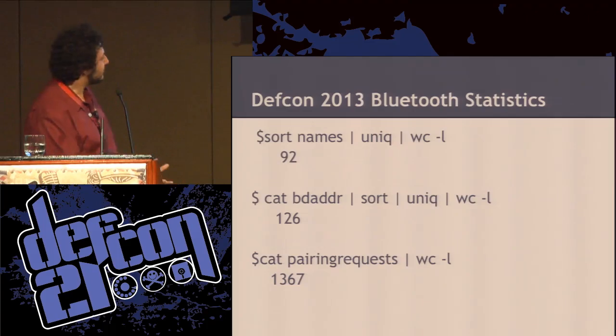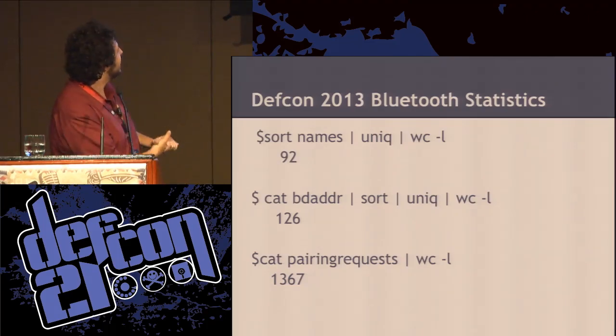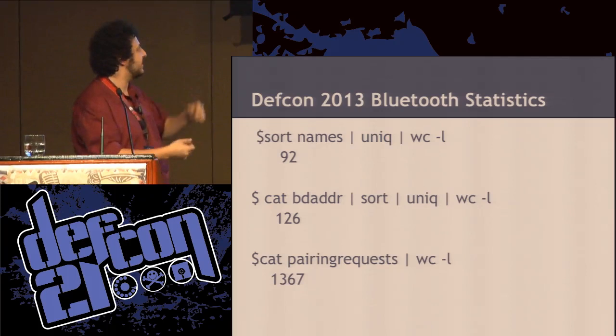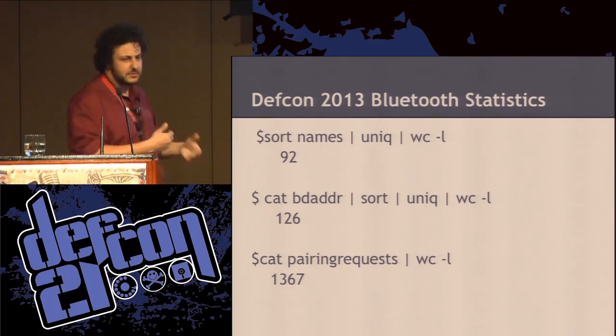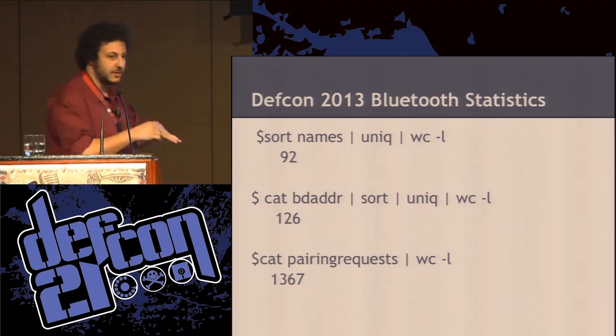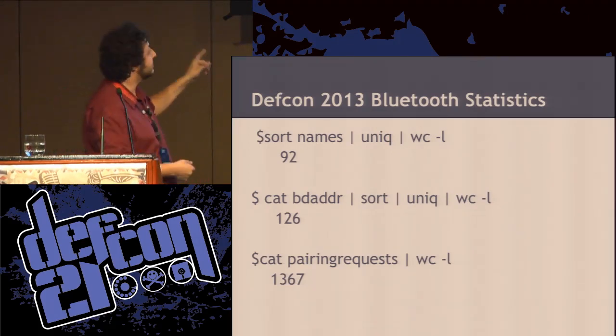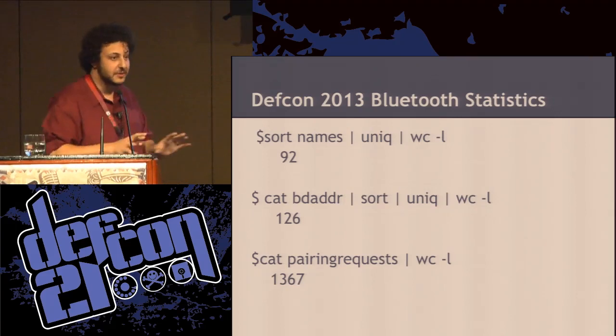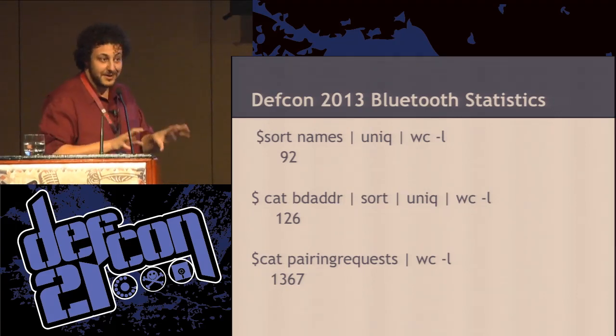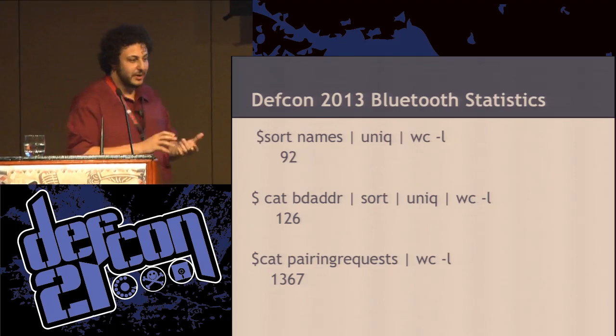Okay, so I got statistics on this, right? There are 92 unique names that I found. Sometimes devices won't send names. They kind of lag, and then they disappear. But you definitely get their MAC address. So I found 126 unique MACs just broadcasting. There are tons of other ways to find device MACs, but this is the blatant one.